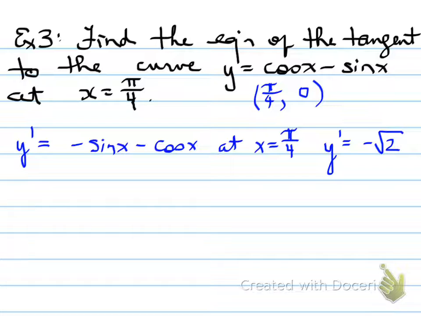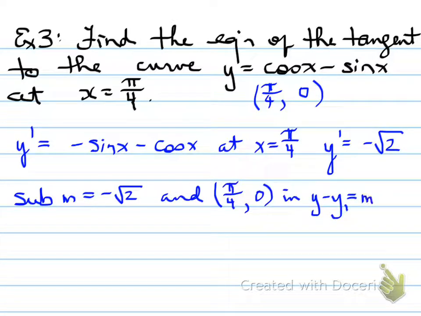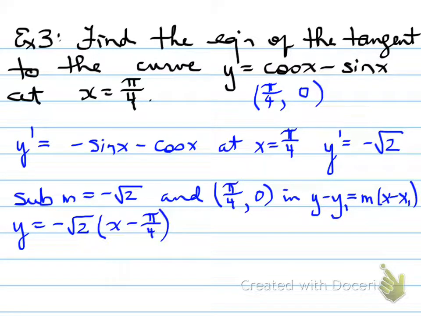When you plug in pi over 4, you get negative 1 over root 2 minus 1 over root 2. So that will give us negative 2 over root 2. When you simplify that, you will get negative root 2. We plug that into the equation, the slope and the point, and we get this as the equation. This will be the final result. You don't need to expand this because it just becomes uglier very quickly. This is good enough for an answer.